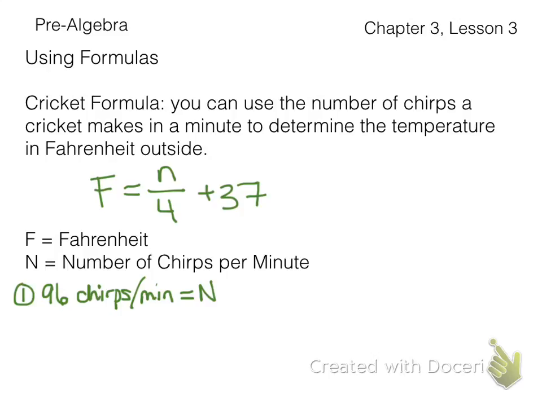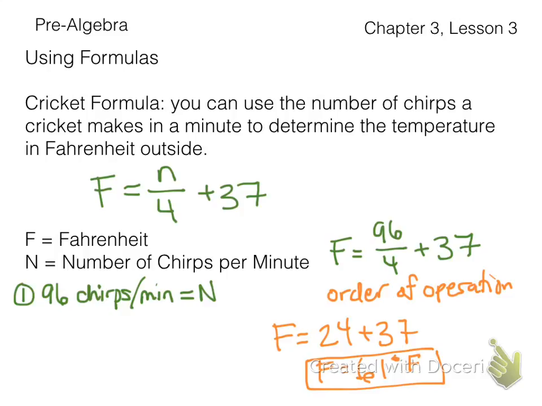So I'm going to plug 96 in for n, and then I'm going to use the order of operations. So 96 divided by 4 is 24. 24 plus 37 is 61 degrees Fahrenheit. So based on the number of chirps, we can tell how warm or cold it is to the degree.